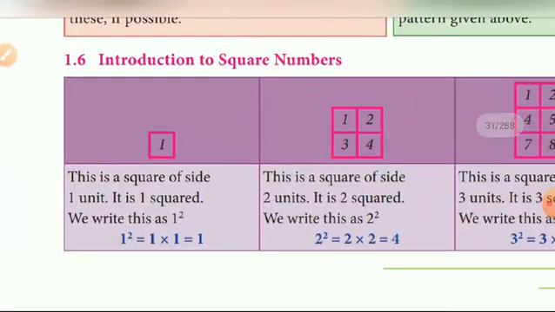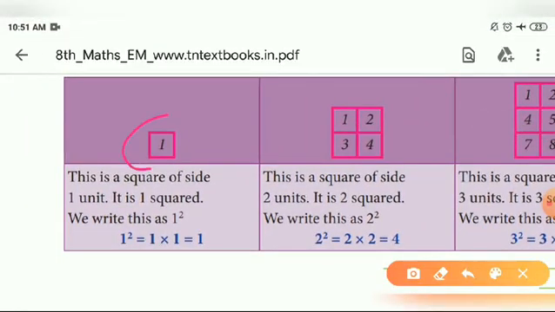This square has a side of 1 unit. So this square has length 1 unit. So it is called 1 squared. 1 squared means 1 to the power 2. It can be written as 1 into 1. So 1 1 is 1. Okay, so next one.